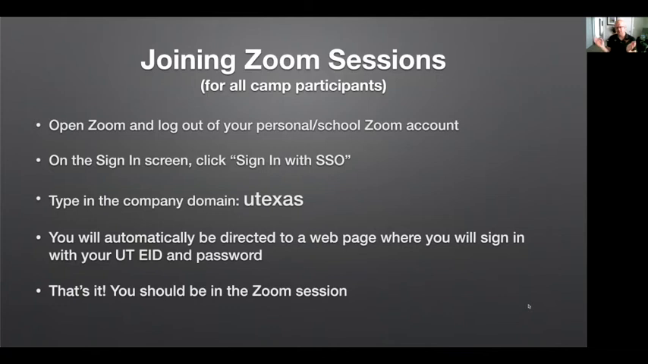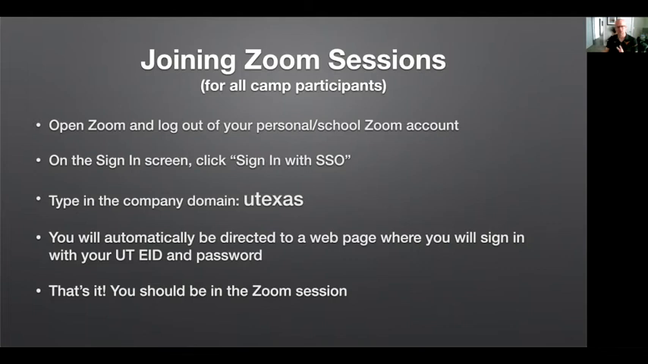Okay, now for everybody, if you're joining via an instrumental workshop or you're joining from a seminar topic, this is how to get into Zoom. So if you've got Zoom already installed on your computer, great. If you don't, you're going to want to go to our help page, longhornmusiccamp.org/help, and there's a link to download the latest version of Zoom for your computer. Download and install that program. And if you're already logged into another Zoom account, you should log out of that account. And then you'll go to the sign in screen where you'll see a button that says sign in with SSO.